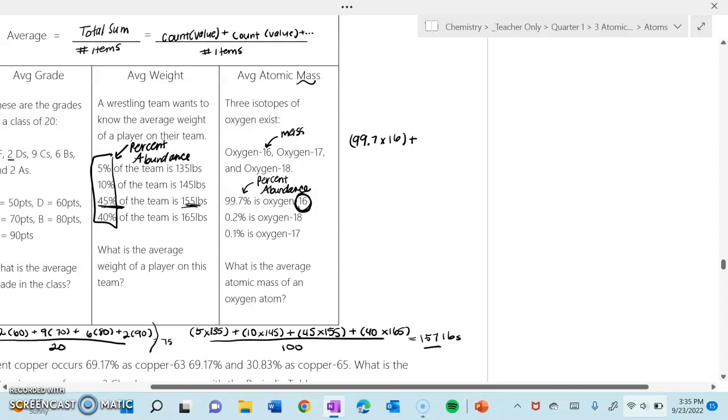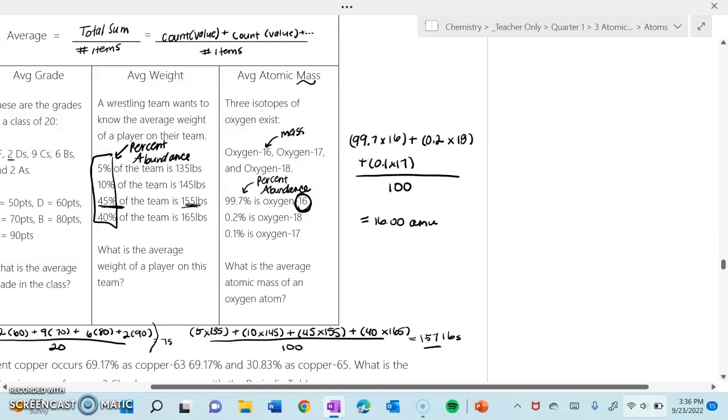So our next count is 0.2 times 18. And our third one, 0.1 times 17. Don't forget to divide by how many there are. Since this is percent, that'll be 100. And calculate. This comes out to be 16.00 for our average. The units for average atomic mass and particles are atomic mass unit, AMU.